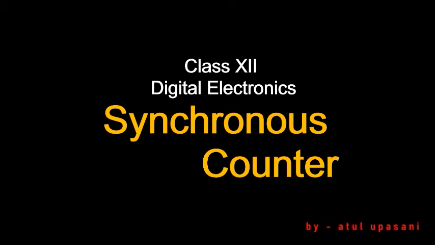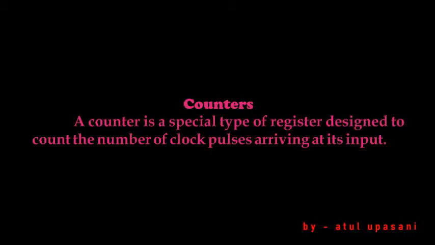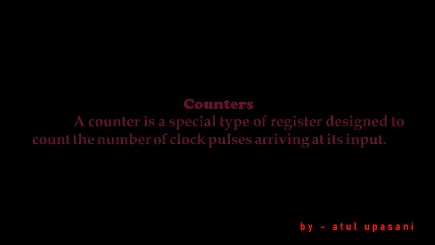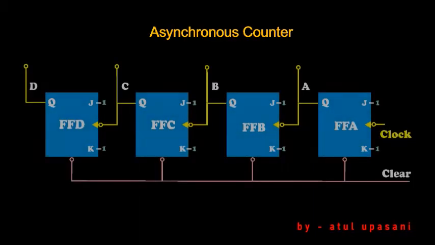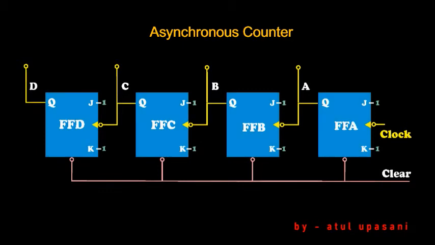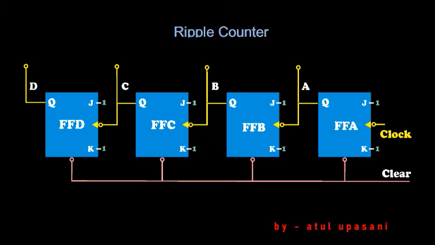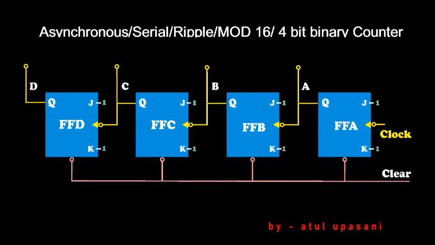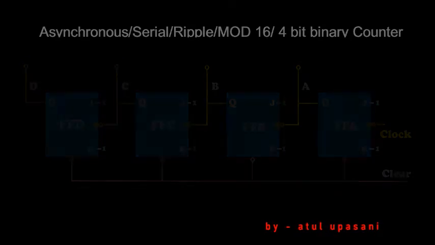Hello dear students. In the last topic we discussed the asynchronous counter. In an asynchronous counter, the clock pulse is applied to the flip-flops in serial sequence. That is why it is called an asynchronous counter. Serial, ripple, mod 16 and 4-bit binary counter are other names for the asynchronous counter.